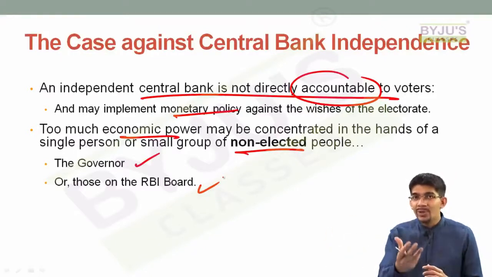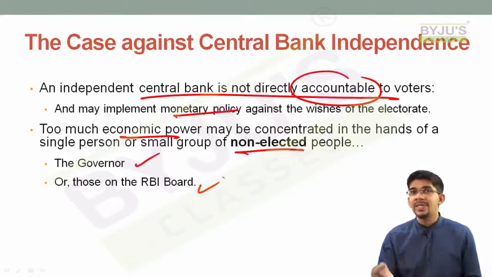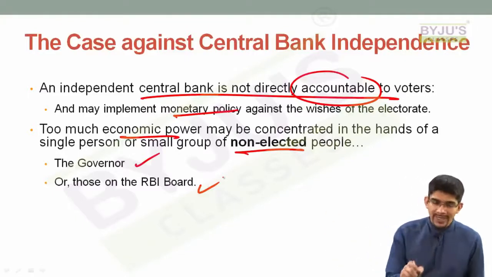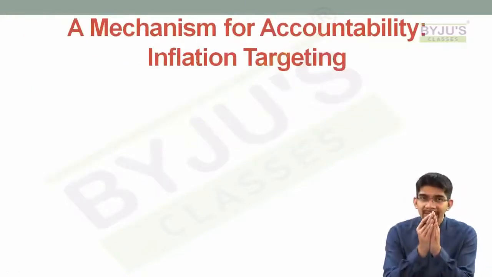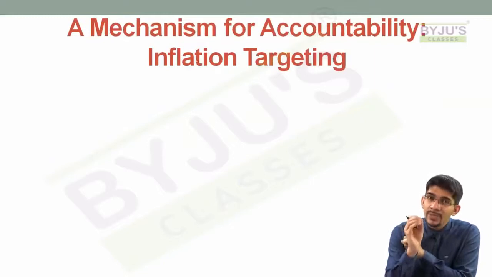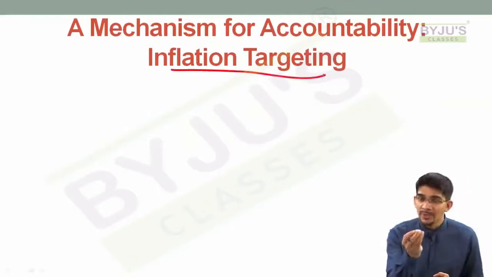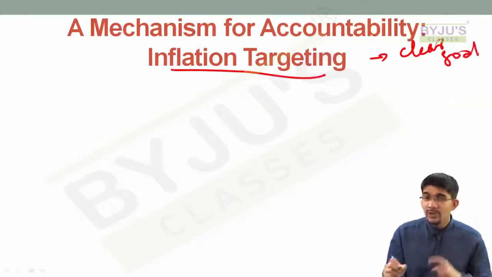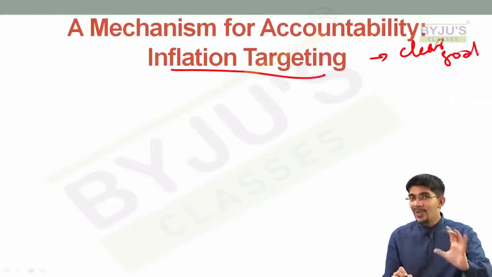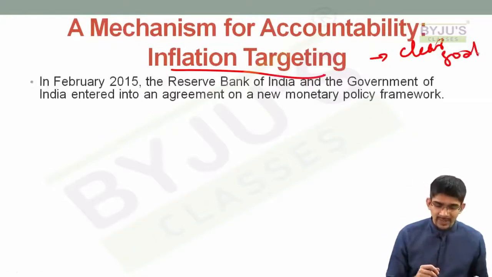And how to be accountable to the people? You can be accountable only via the parliament. So increased parliamentary accountability is one important goal if we want to tackle these criticisms. Now, an important mechanism for tackling these accountability problems has finally come forth. Inflation targeting has been adopted in India so that now we'll have a clear goal. The moment you have a clear goal, you will not be able to give excuses anymore. So we'll have clear goal setting, which is what is done by inflation targeting.